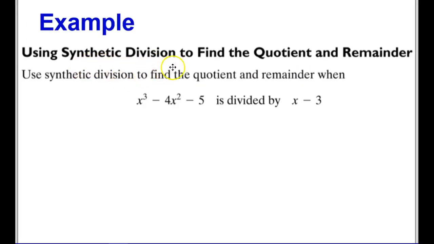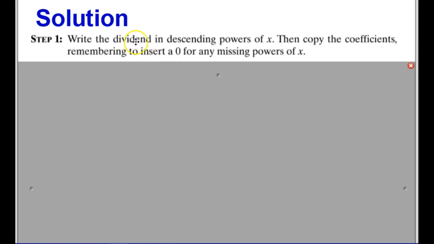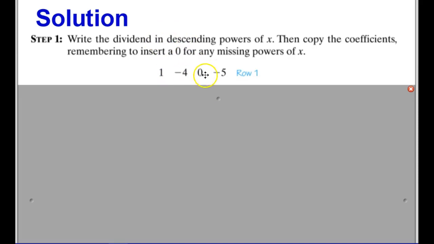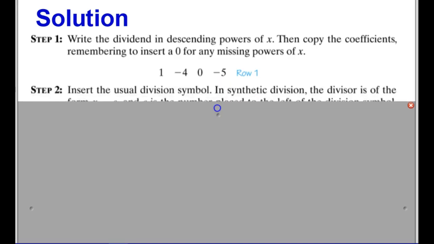So we're going to use synthetic division to find the quotient and remainder when I divide x cubed minus 4x squared minus 5 divided by x minus 3. So let's walk through these steps. The first step is I have to write the dividend, so the thing I'm dividing, in descending powers of x. The big thing here is I have to add a 0 in for anything that's missing. So I end up with 1, negative 4, 0, because I didn't have any x terms, so I have to put a 0 there, and then negative 5. And I only care about the coefficients here. I don't really care about the x's. So that's going to be my main row.